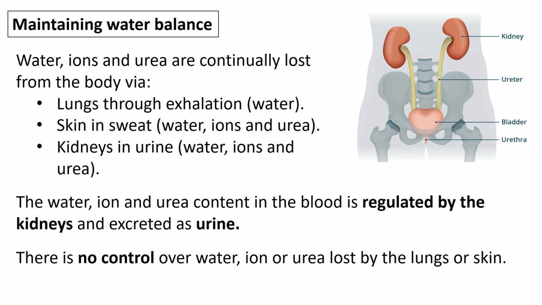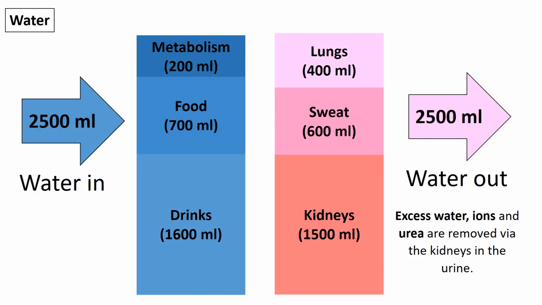Whenever we breathe out, we're losing water. Through our skin, in our sweat, we excrete water, ions and urea, and in our kidneys, we excrete water, ions and urea. So we have to regulate this carefully. The blood is regulated by the kidneys and excreted as urine. There is no control over water loss in the lungs or ion loss in the lungs or skin. It's all down to the kidneys to regulate the losses of these ions and water.